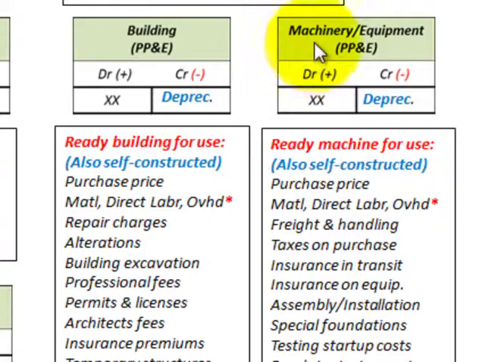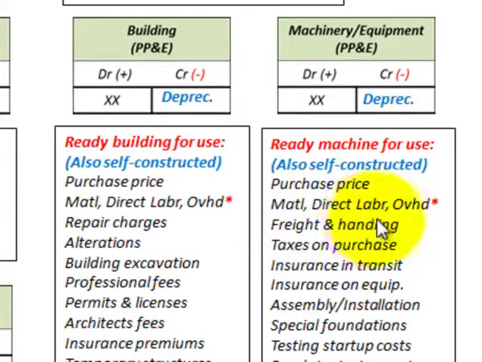And then for our machinery and our equipment account, again, that's to get the machine ready for its use, and it could also be for self-constructed machinery or equipment. Purchase price, that is the amount paid if you purchase the equipment, and if you self-construct it, that would be your material, your direct labor, and any overhead. Well, that again, that's optional. We can look at that down below.